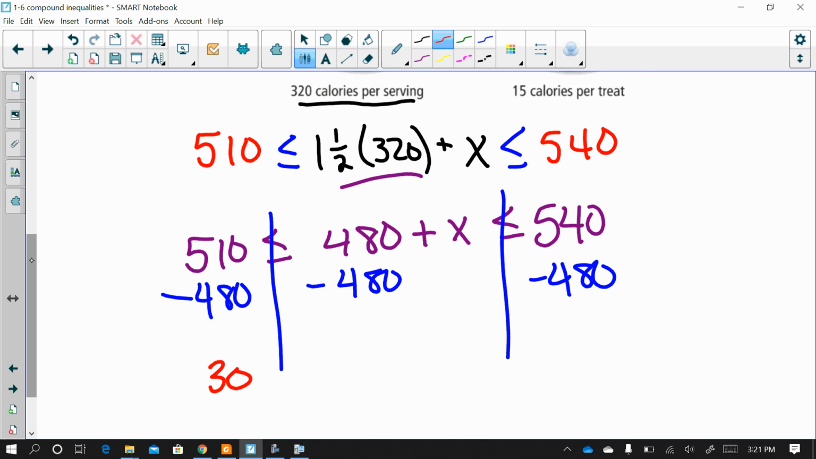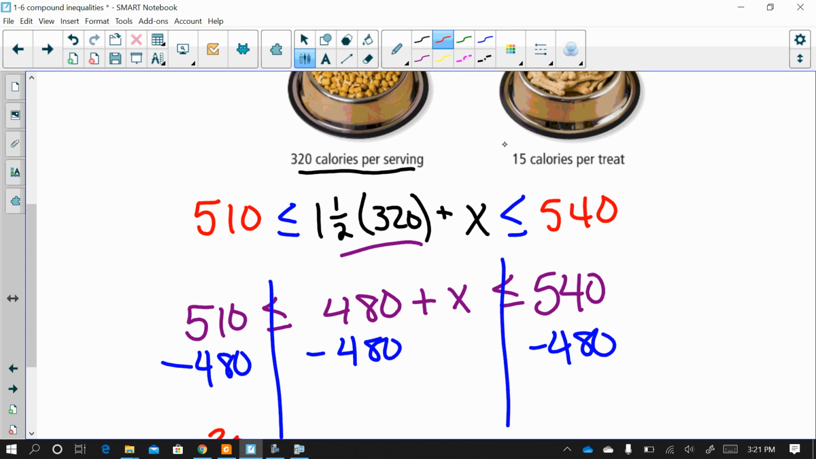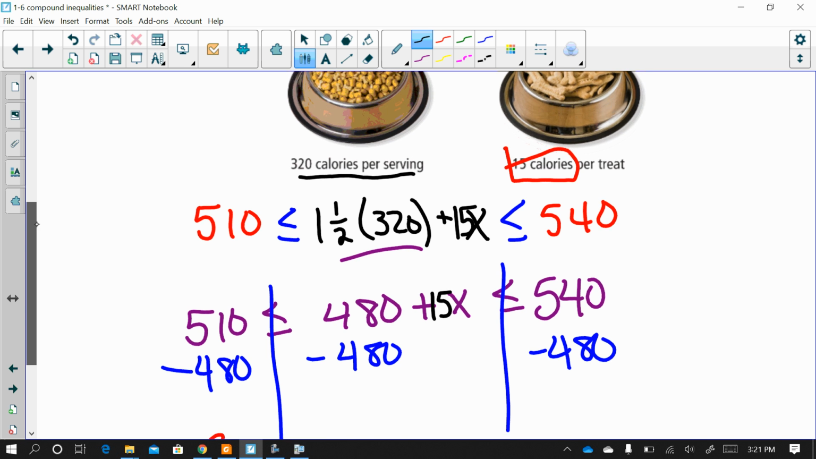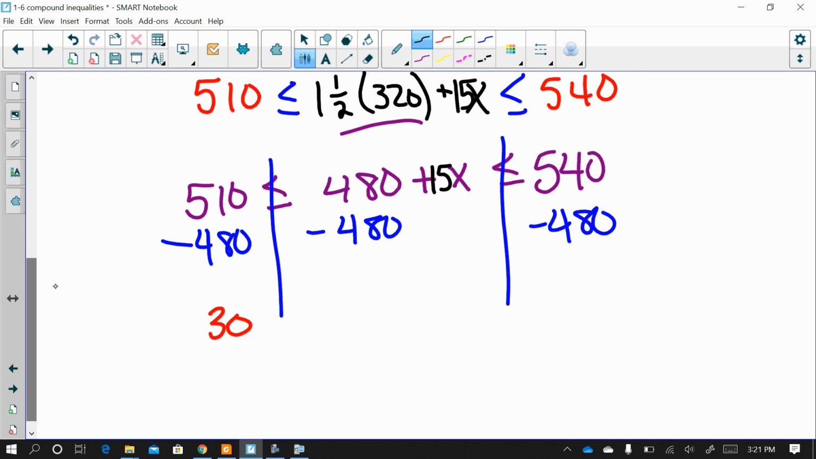Oh, I forgot something. I'm sorry, guys. We gotta talk about 15 calories per treat. So it's not just x, it's 15x. And again, if we were face-to-face, hopefully I wouldn't make that mistake. Okay, so really pay attention to calories. So I have 30 is less than or equal to the 15x, which is less than or equal to 60.